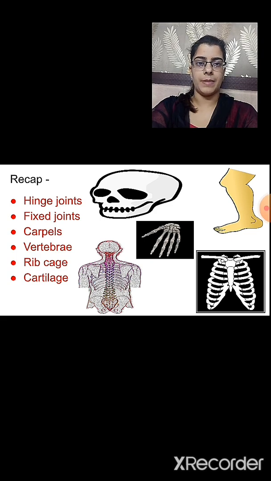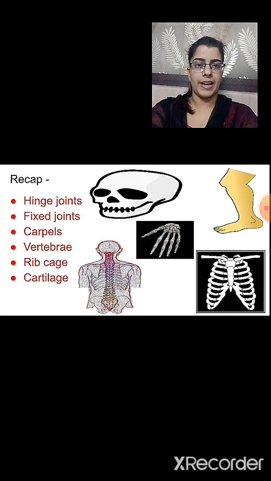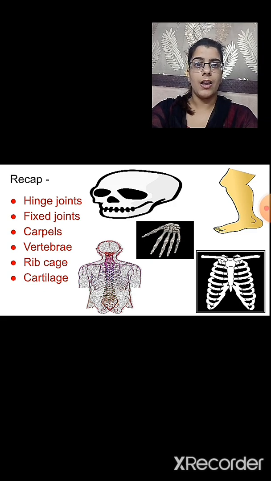Then we have studied about fixed joint. What is fixed joint? As the name suggests, fixed joints are the joints that are fixed. They do not show any movement. Many bones are present in our head region. They are fixed. They do not show any movement. The skull protects the important part of our body, that is brain.